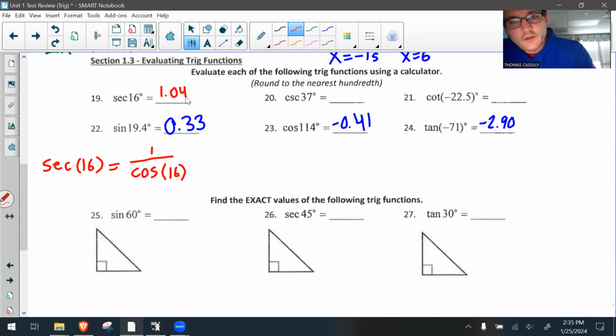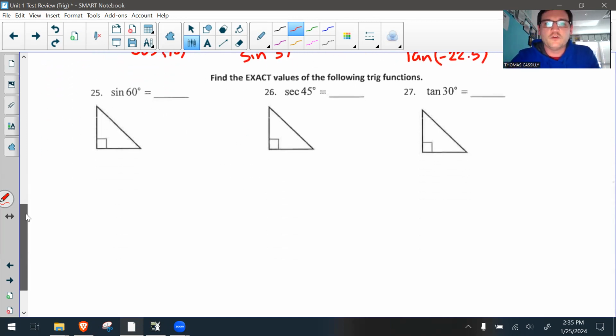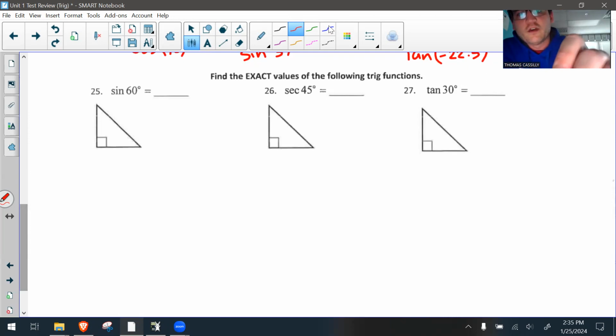All right, the next one is 1 over the sine of 37, and then the last one is 1 over the tangent of negative 22.5. I trust you guys can type those into your calculator. I'll leave that part to you for the sake of time. I got 3 more on this page, and I'm going to end this video.